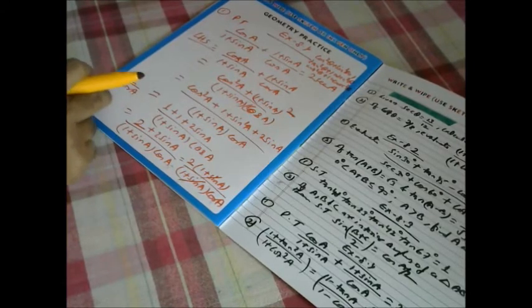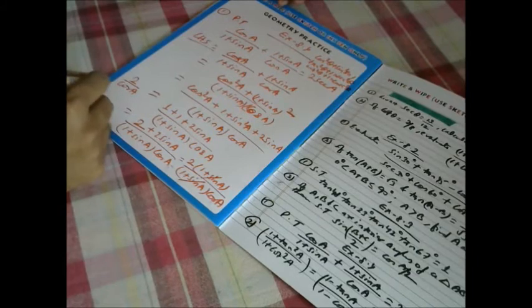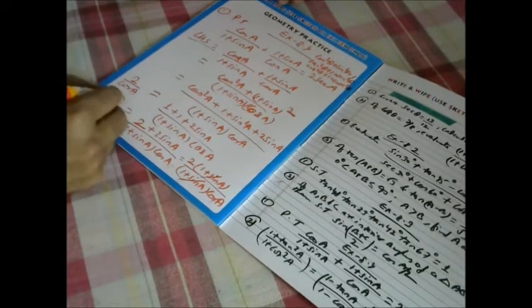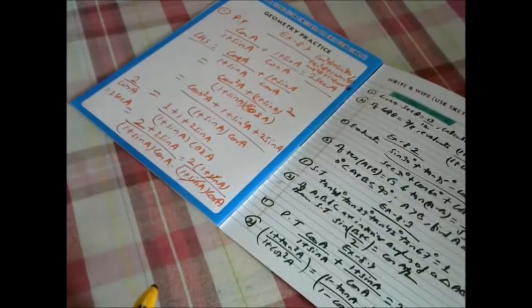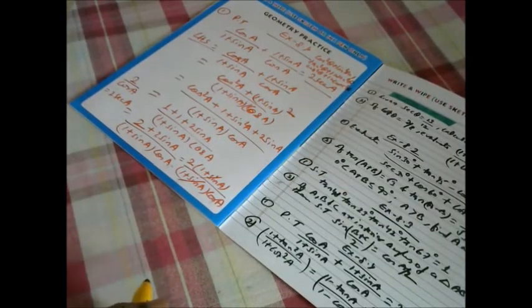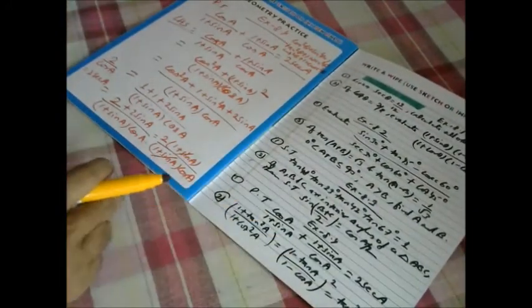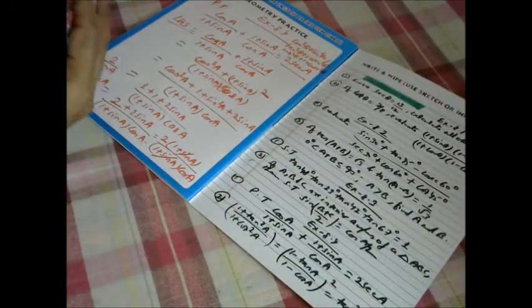And 2 by cos A is what? 1 by cos A is secant A. So it can be written as 2 secant A. So this is 2 secant A we have proved. Right? Okay. Now let us go for last question.